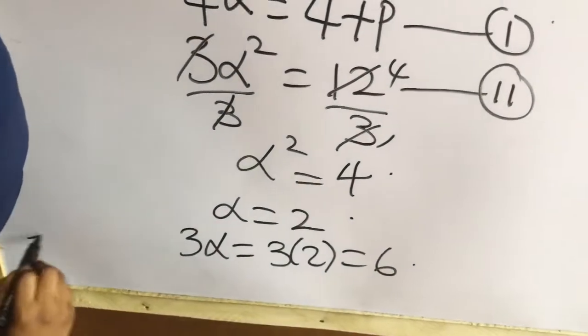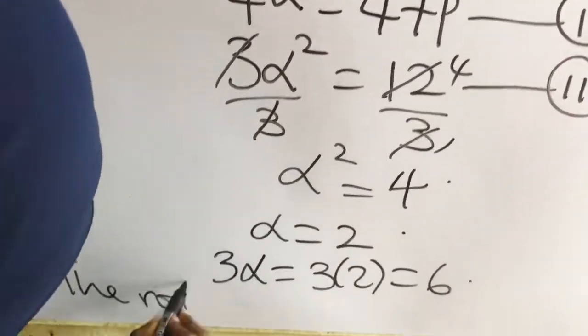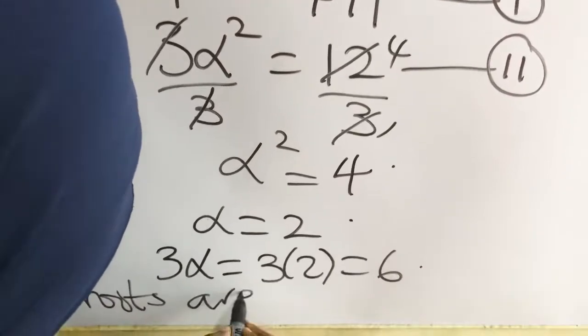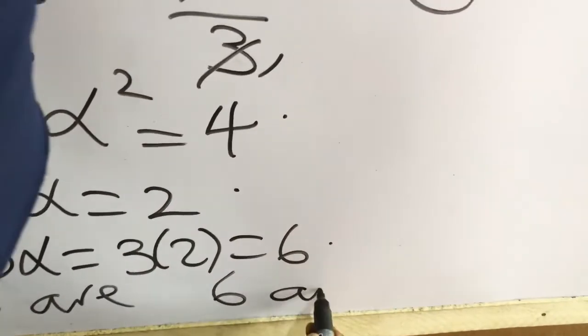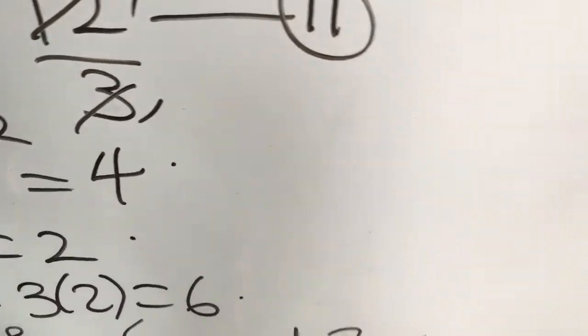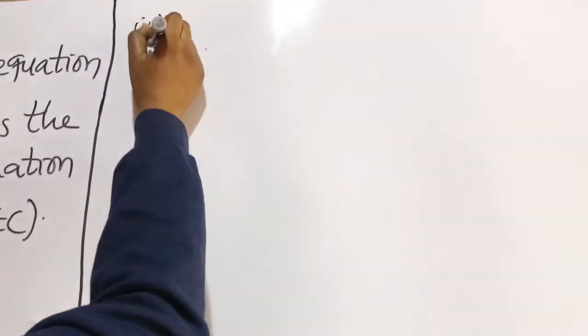So the roots are 6 and 2, or 2 and 6. So that is part 2, to find p.